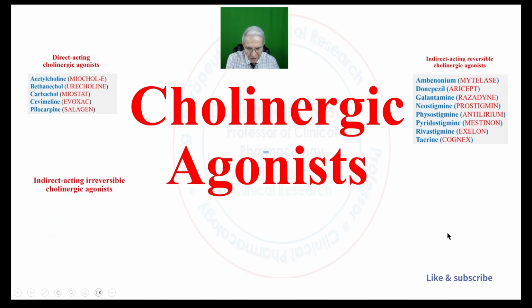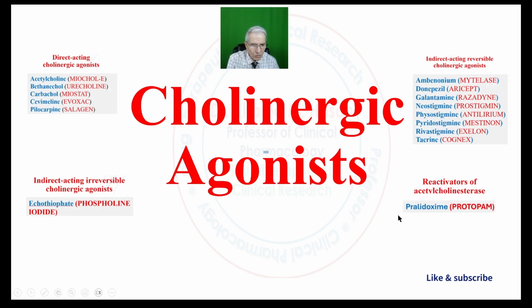Then we have the indirect irreversible agent. One medication, echothiophate, phospholine iodide. Then we have reactivators of acetylcholinesterase. Here we are talking about pralidoxime.